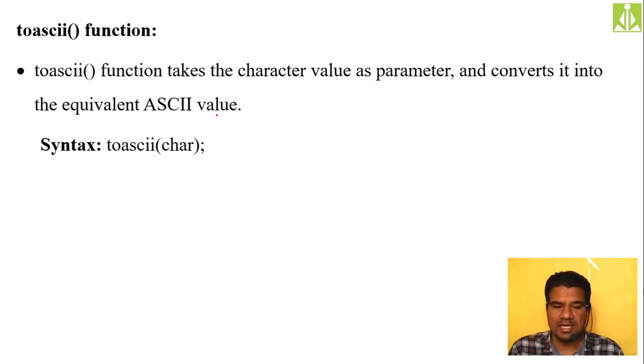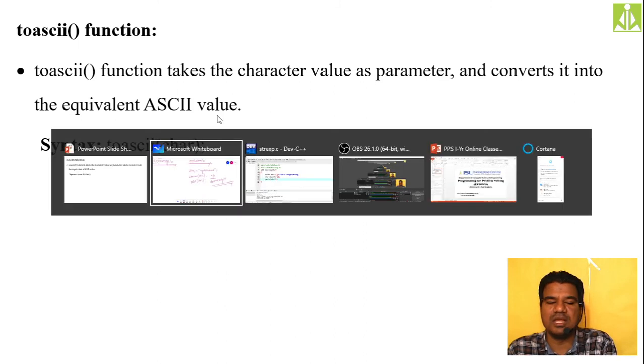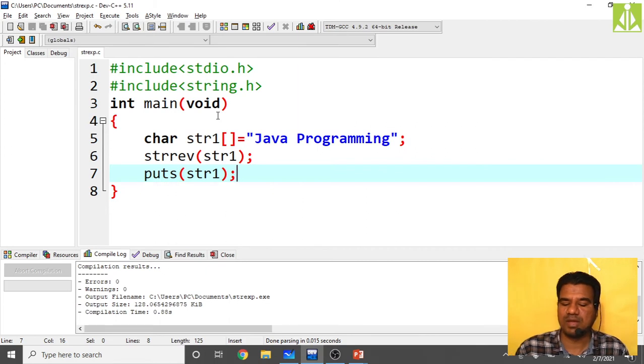toascii returns the ASCII value. ASCII in the sense numerical value, the numerical equivalent of the given character value. So one by one we check all.